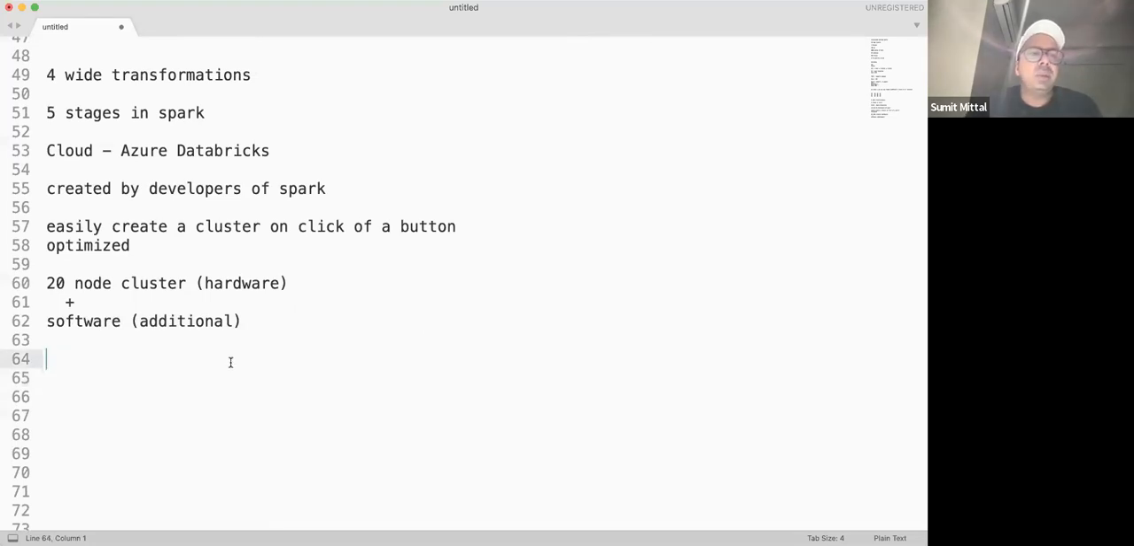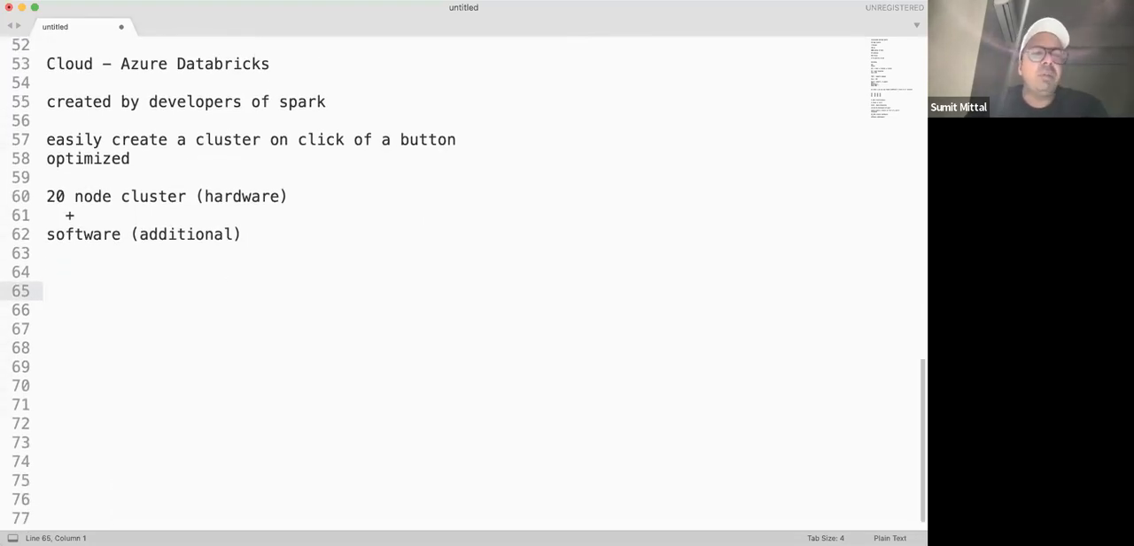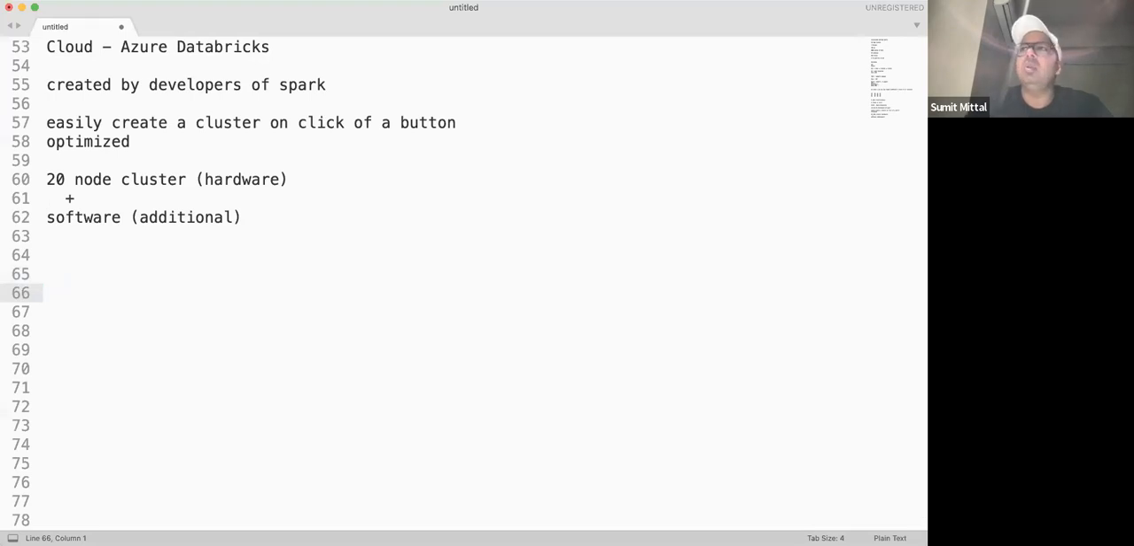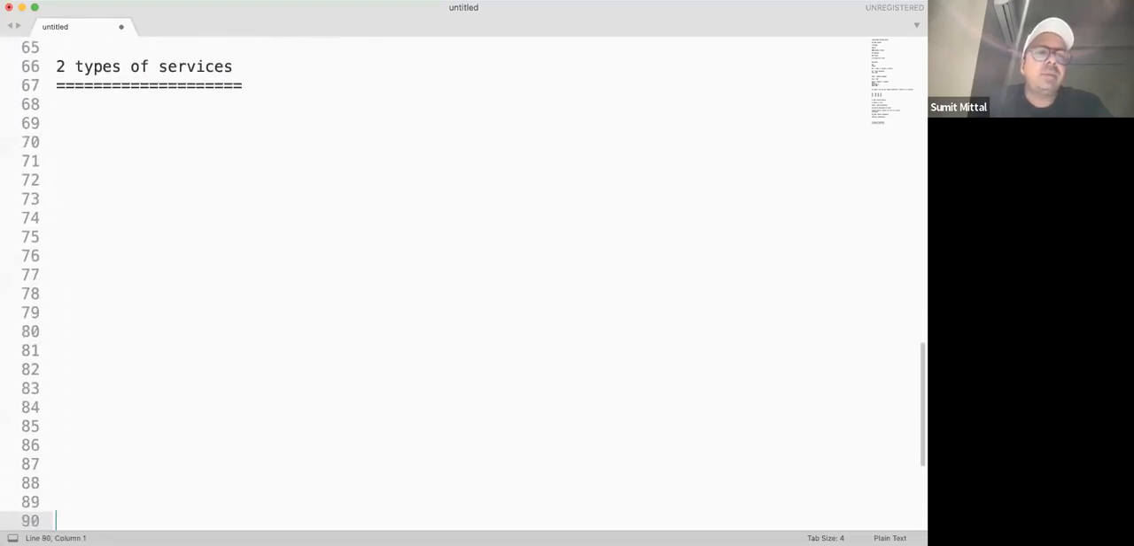Now, I'm not talking about Databricks now, but generally when you go to cloud, there are two types of services. Two types of services in cloud, right? What are these two types? One is serverless and another one is serverful. Now I will tell what these two are and when to use what.